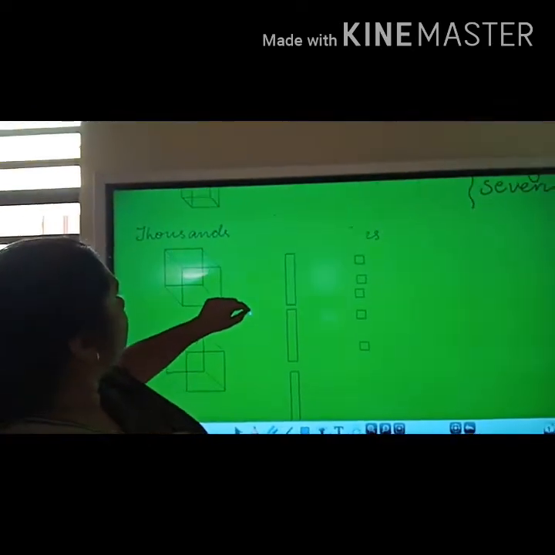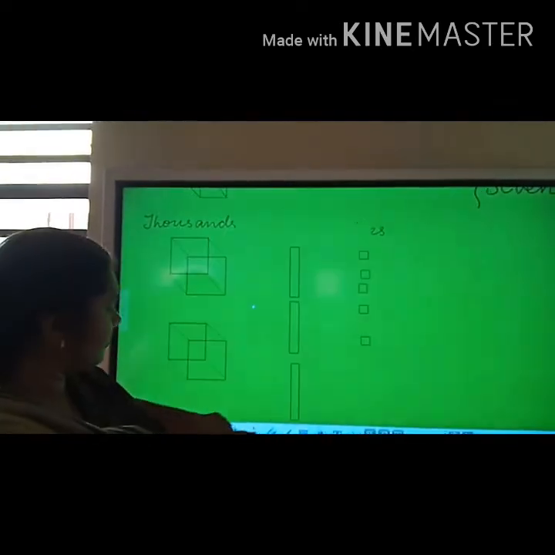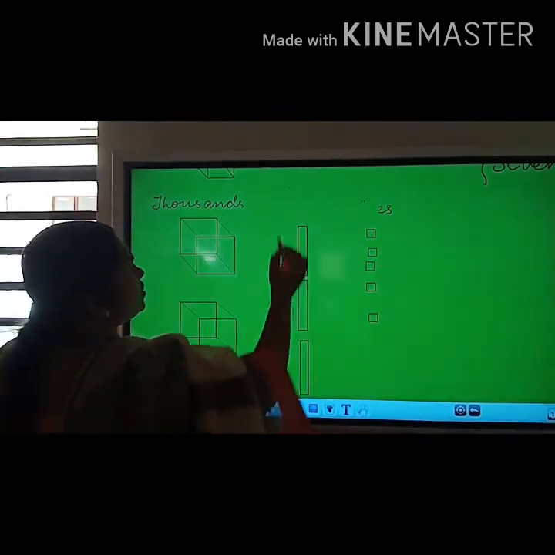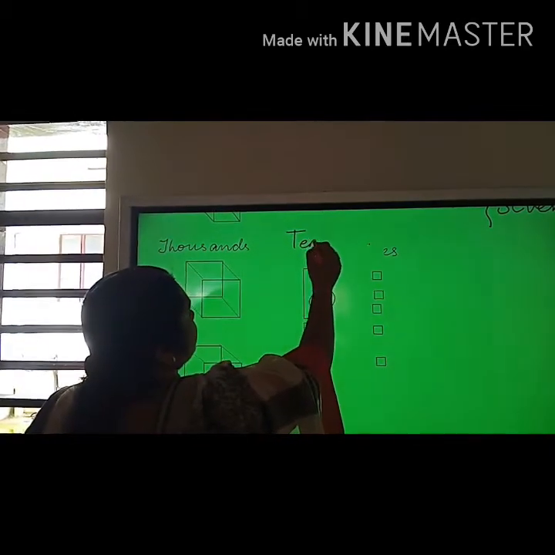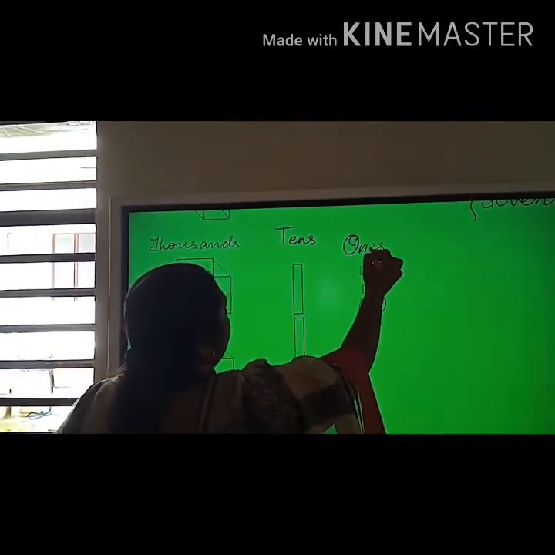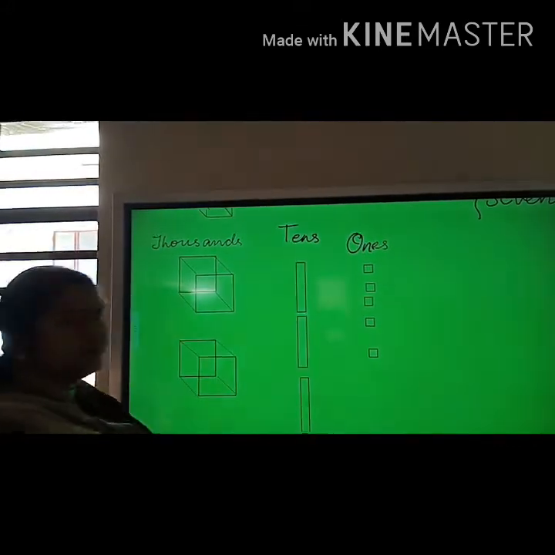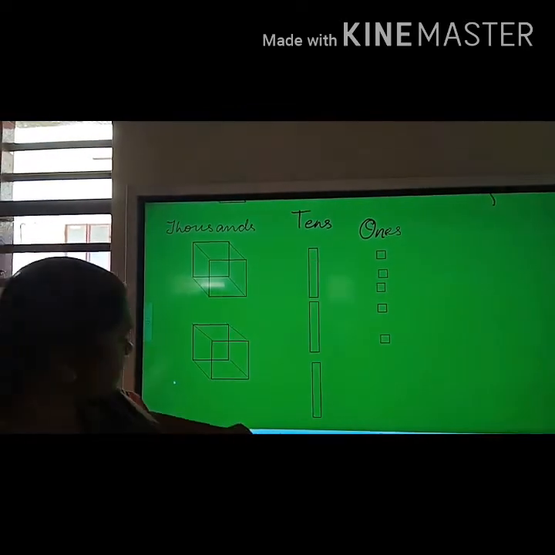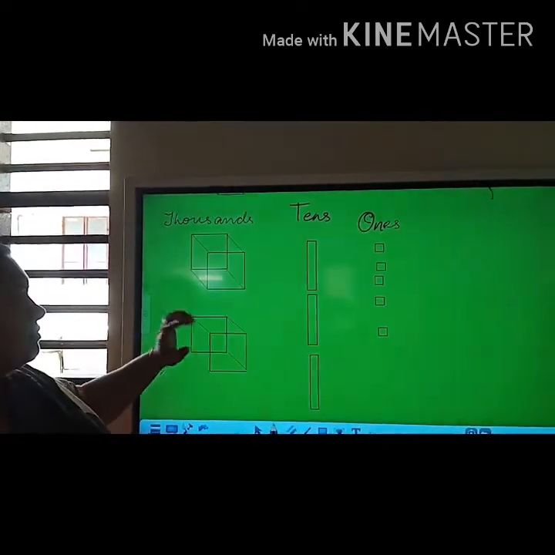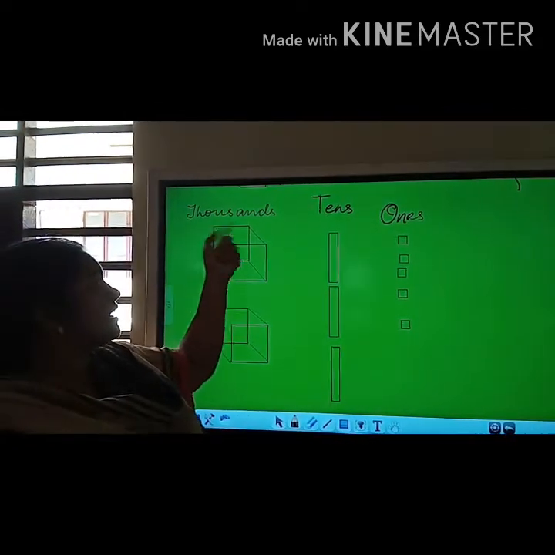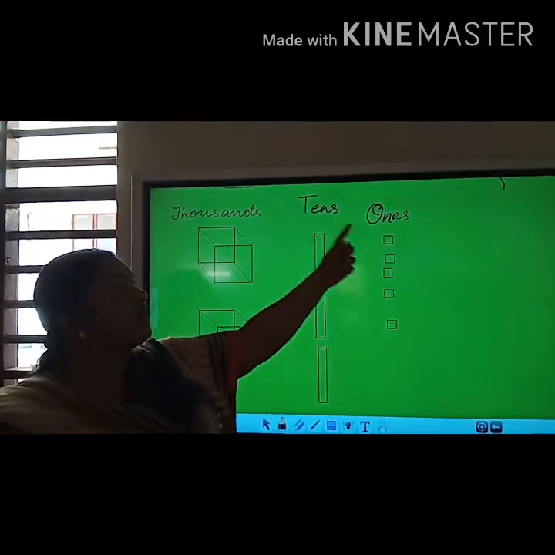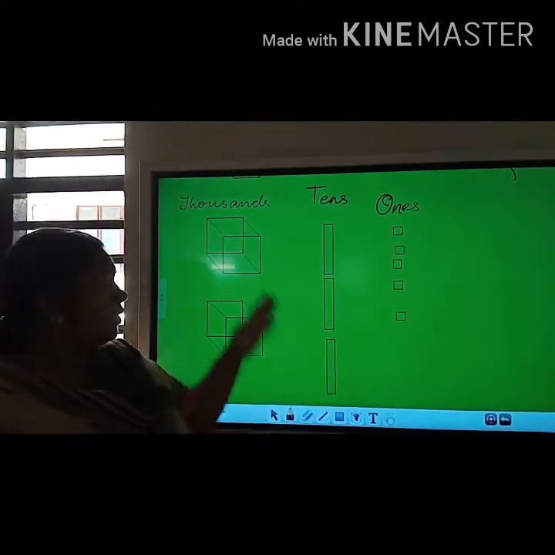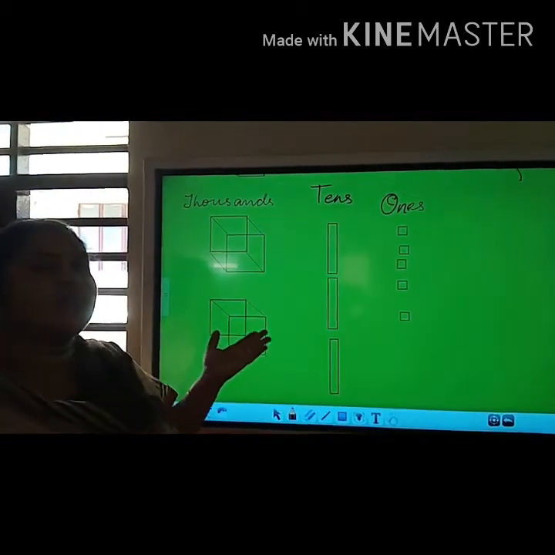Now one more I'll show. Here these are given as thousands, and these two will be tens and ones. What is the speciality of this compared with the previous one? Here thousands are given, tens are given, and ones also given, but no hundreds. So no hundreds place given means there we have 0.